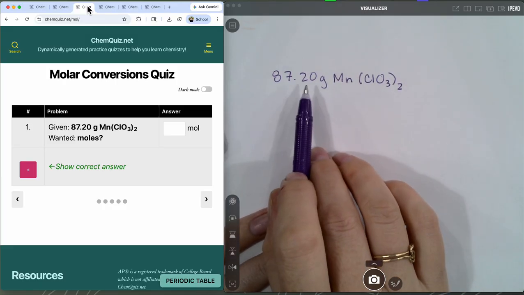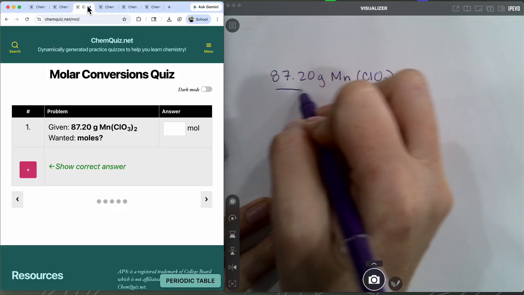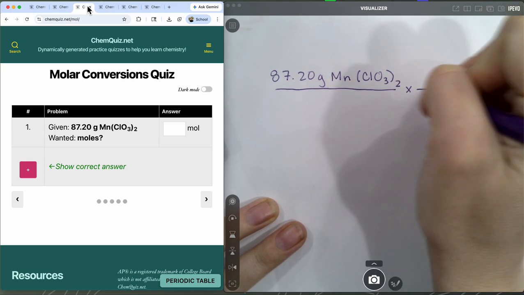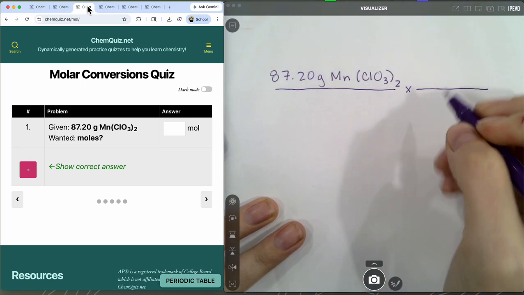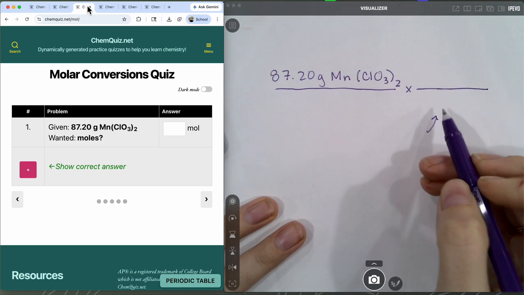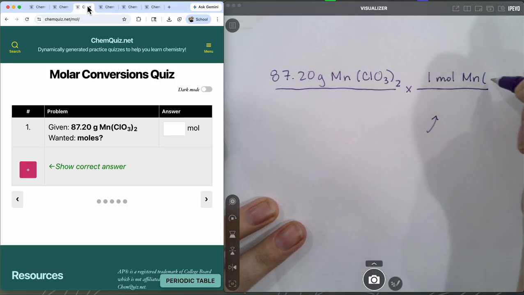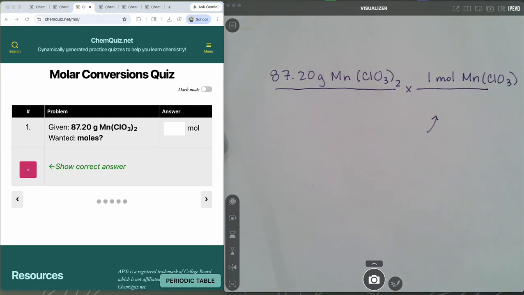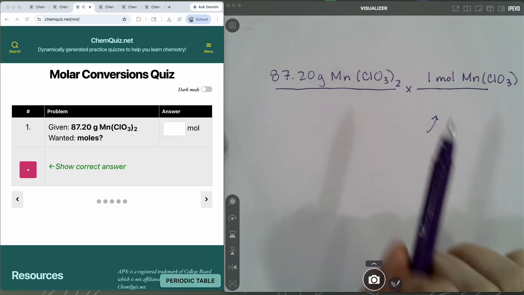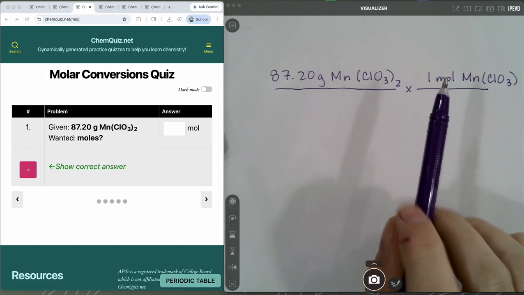Yeah. Okay, so always rewrite our given first. And then, as you said, we're going to need the molar mass. So we need to figure out what belongs here. Right. So that we have 1 mole of MnClO3. Honestly, that was so bizarre. I just want to look it up. I want to know what to call it. Let's see. This is called manganese chlorate.